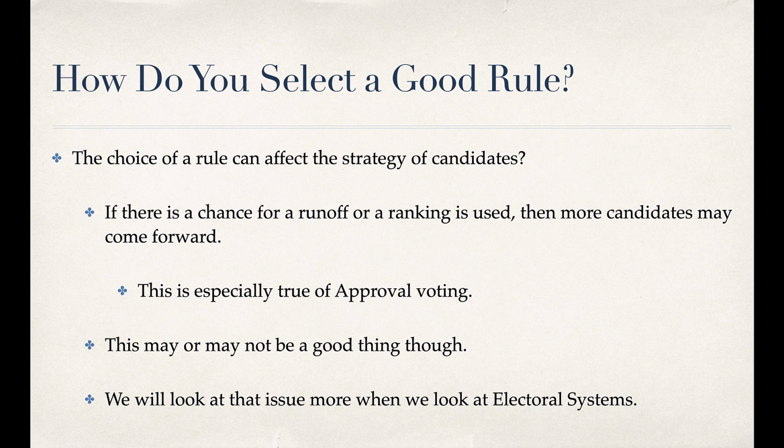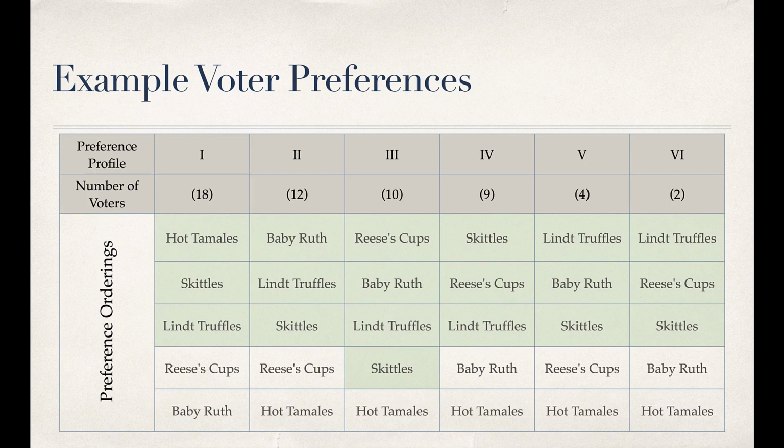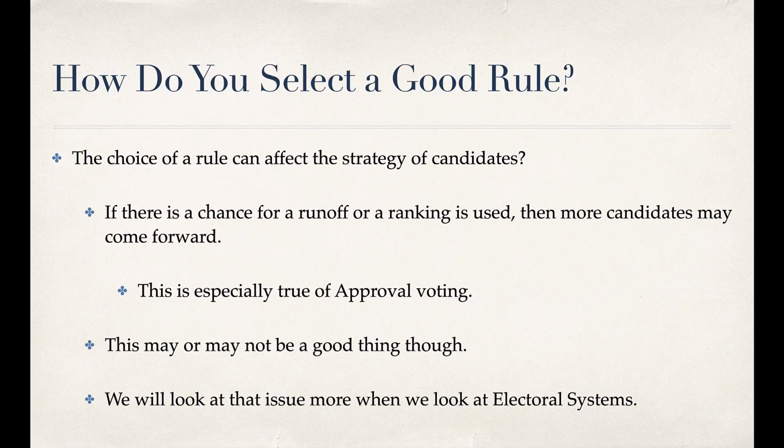In a multi-round plurality system like plurality runoff or sequential runoff, and I'm forgetting my names. Yeah, in plurality runoff or sequential runoff, sometimes people will, especially in sequential, change the order of their votes in between rounds. Now, in the examples I'm going to show you in the next few videos, as a little preview, I'm not going to allow people to do that. But in the real world, certain voting rules can encourage people to be strategic in terms of their voting.